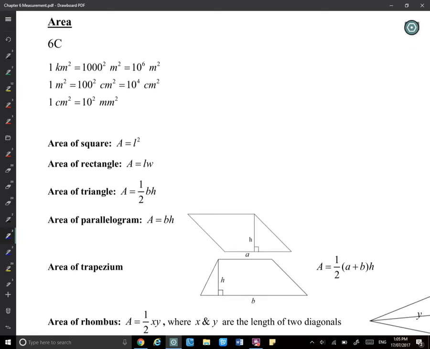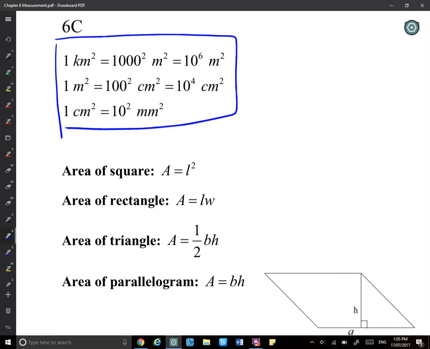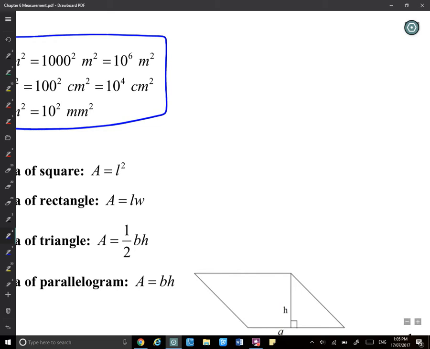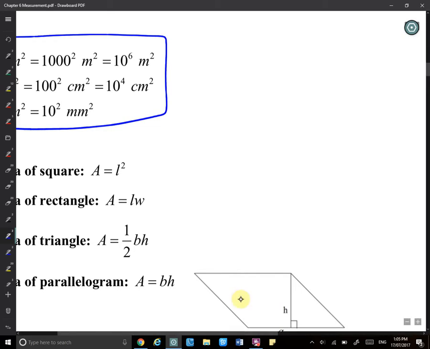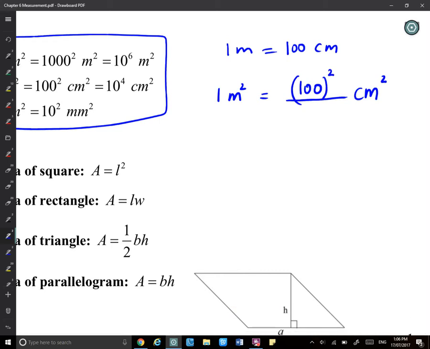Okay, in C we talk about area. What we have for area is the unit conversion. The easiest way to remember the square ones is when you remember the length units. For example, 1 meter equals 100 centimeters. That's what we learned from exercise A. Now, if we ask 1 meter squared equals how many centimeters squared, what we should do is, 1 meter equals 100 centimeters, and we want to square it because it's 1 meter times 1 meter, so it's 100 centimeters times 100 centimeters, so it's 100 squared centimeters squared.